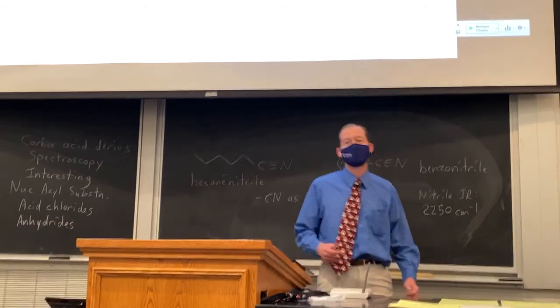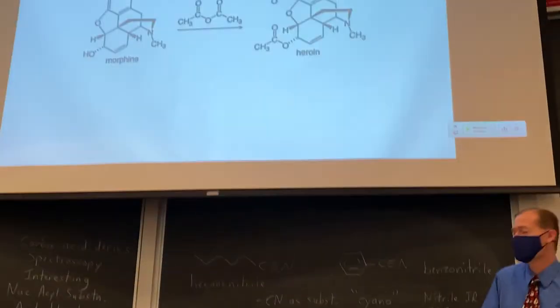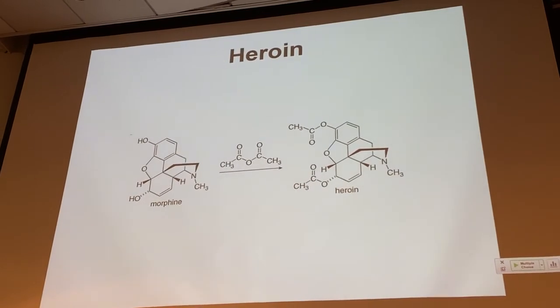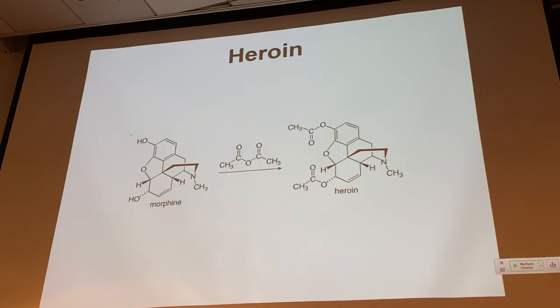Last thing I'll show you is a reaction with anhydride you don't want to try at home. Morphine is isolated from opium poppies. It has an alcohol, 2 alcohols actually, that are reacted with 2 equivalents of acetic anhydride to generate heroin. This is an easy reaction. It's performed in many illicit laboratories around the world. Acetic acid is produced as a byproduct. Now you can neutralize that acetic acid with the pyridine, but it's very difficult to do that 100%. You're going to have a little bit of acetic acid present, okay?